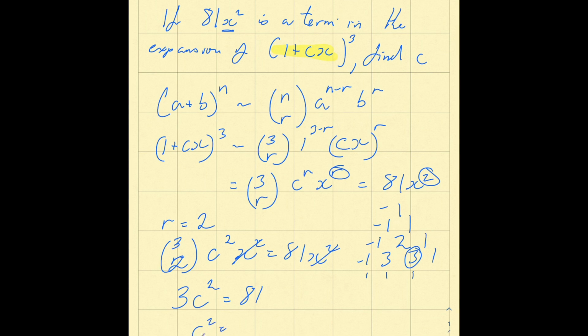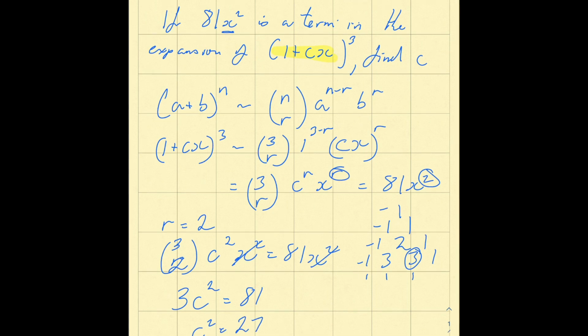Let's divide both sides by 3. We get c squared equals 27, so c is the square root of 27, which we can play with a little bit, and we get that that's 3 to the power of 3 halves, or 3 root 3, if you like. I didn't write that bit down.